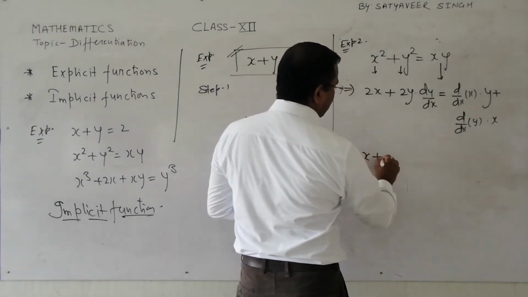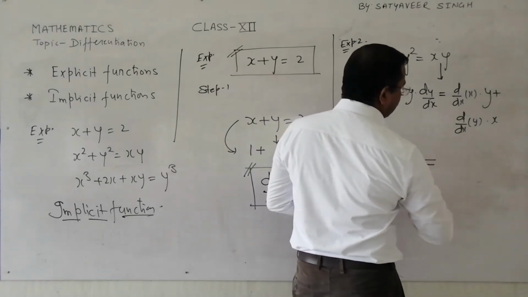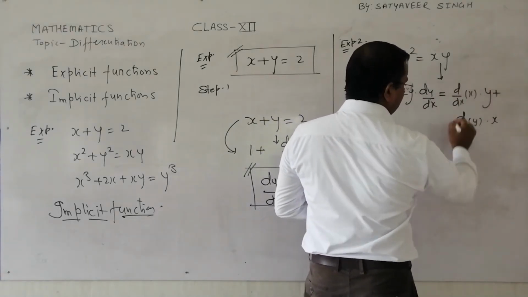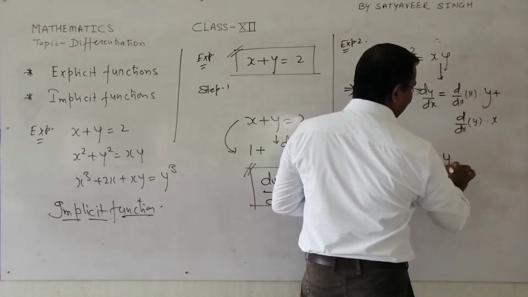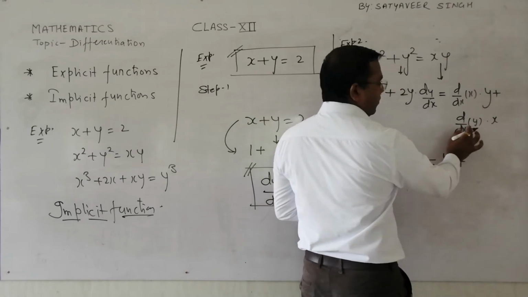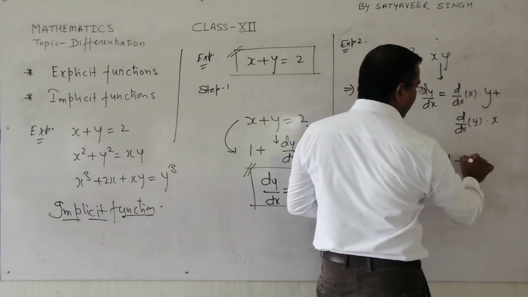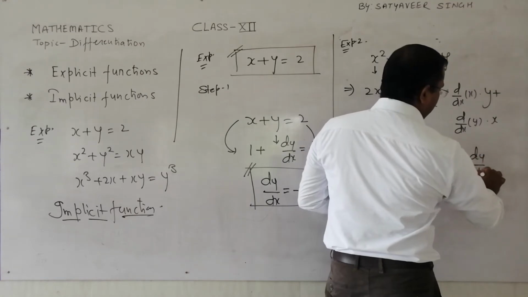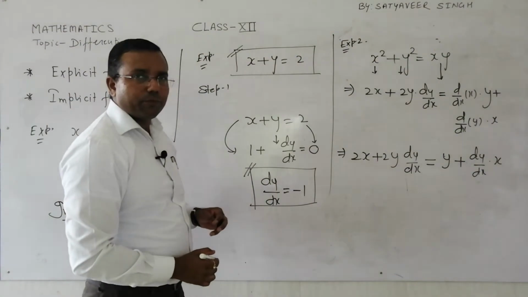So here it is 2x plus 2y dy upon dx is equal to, so differentiation of the x with respect to x is 1 only, 1 into y, it is y only. With respect to x, sorry, the differentiation of the y with respect to x is dy upon dx into x. You will have to find dy upon dx.